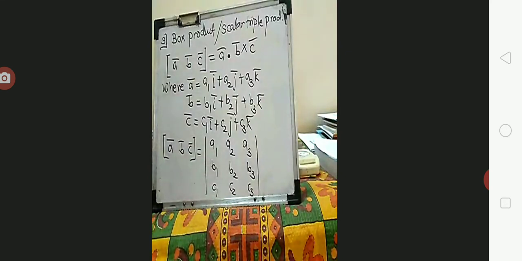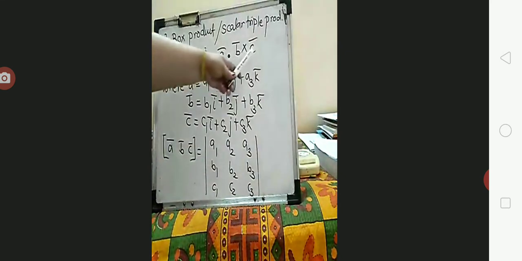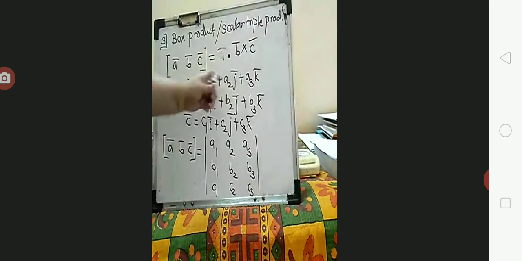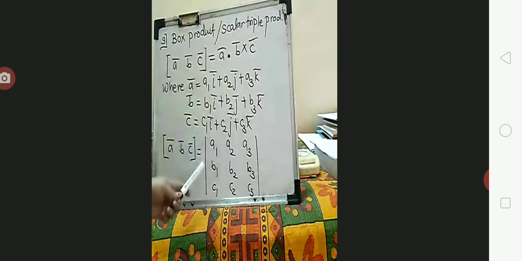Here you can see that B bar cross C bar is a vector. You get a vector and then take a dot product with this. So you will get a scalar quantity there. Right? Everyone knows how to calculate this 3 by 3 determinant.